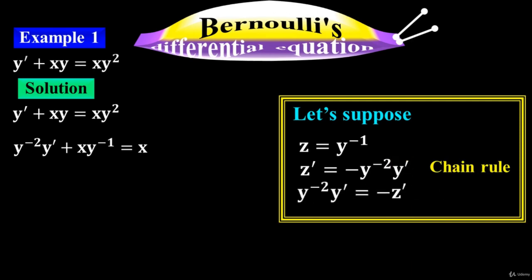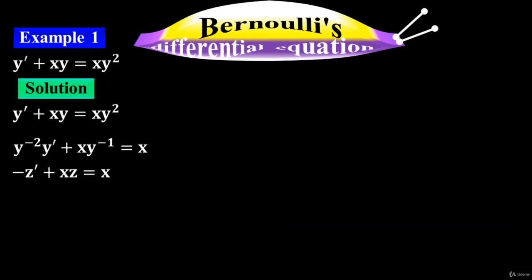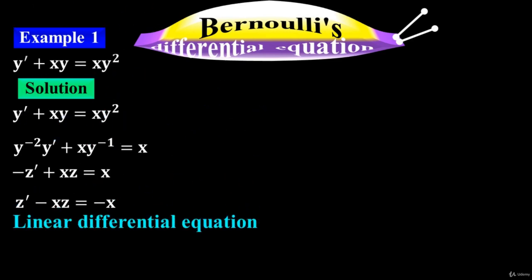Separate the variables to have y to the minus 2 times y prime equals minus z prime. Replace this y to the minus 2 times y prime by minus z prime, and also y to the minus 1 by z. Multiply both sides by negative to have z prime minus x times z equals minus x. And this is the perfect standard linear differential equation that we just got after substitution.